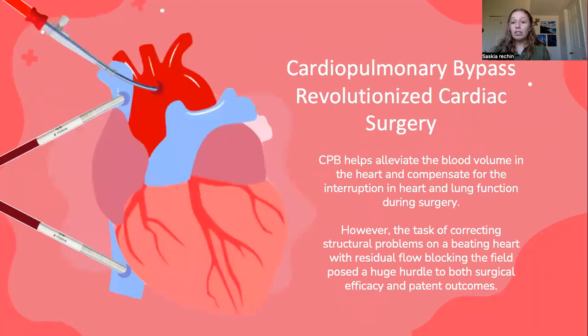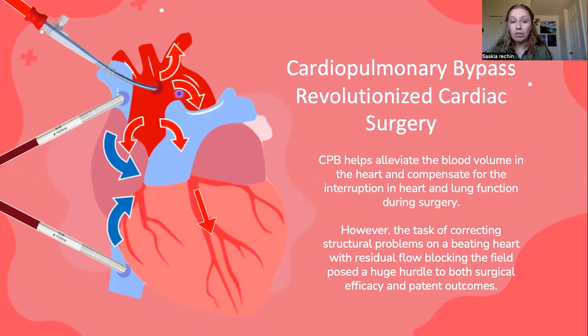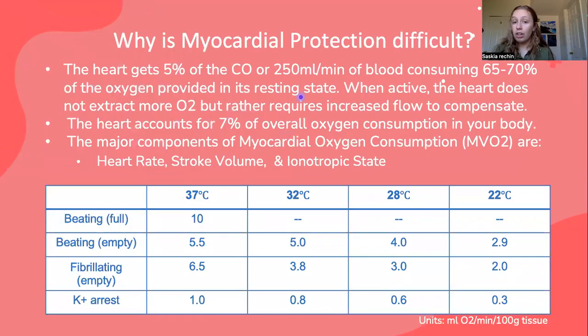So cardiac surgery itself really revolutionized the option for the type of surgeries you can do. It allowed you to alleviate the blood volume in the heart while compensating for any interruptions in heart and lung function. However, you're still getting a significant amount of residual flow, right? And so your heart's going to be still a little bit full unless you're putting snares, and you are still perfusing the coronary. So your heart is still beating and moving, making it not so optimal for really efficient and high quality surgical repairs. And in addition, you can't just cut off heart supply.